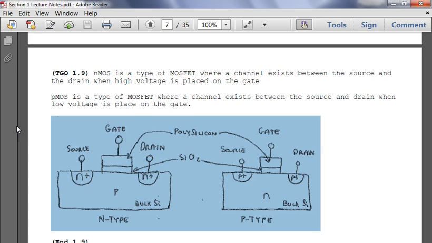Same thing, you put a 1, you go to the P-type, the 1 isn't going to push the electrons down, it's actually going to attract them, so you're not going to have a channel. Put a 1 here, it pushes the holes down, the channel is created, and from the ground it's going to flow to the output. So that's how you create the inversion on the physical level.